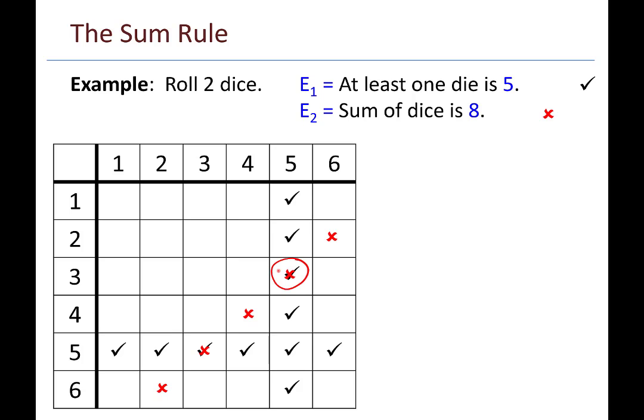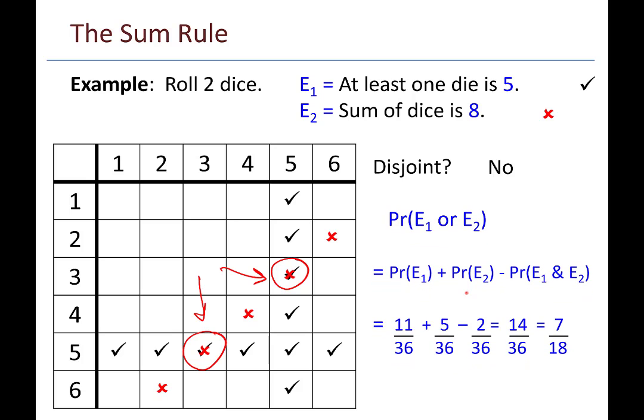And you can see there are 2 possible outcomes where there's overlap. These 2 places that I've circled, this is where event 1 and event 2 are both satisfied. At least one die is 5, and the sum of the dice is 8. So now, well, first of all, are these disjoint events? No, they are not. There is overlap.